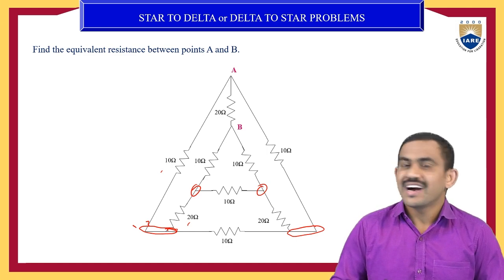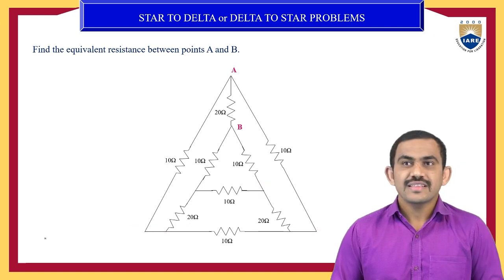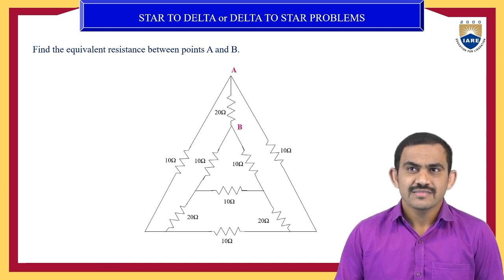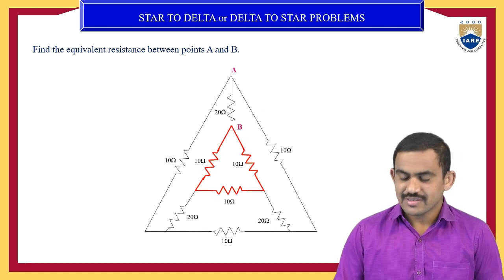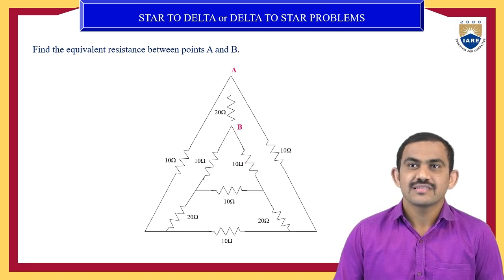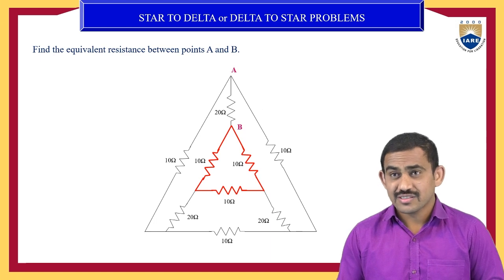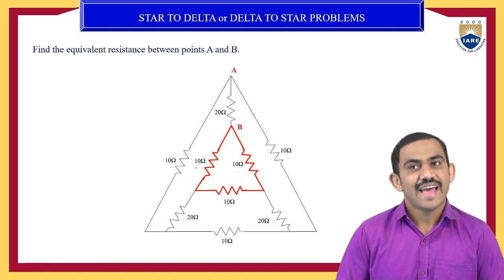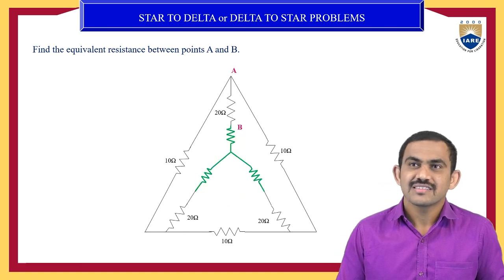Then we'll move to another technique, that is the delta to star or star to delta technique. In this circuit, do we have any delta or star? Just check it. Yes, we have one delta network. This is your delta network, so you can directly convert it to star. It has 10 ohms, 10 ohms, 10 ohms. A delta can be converted to a star.